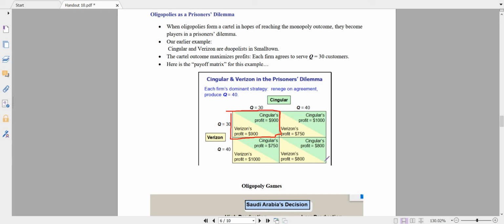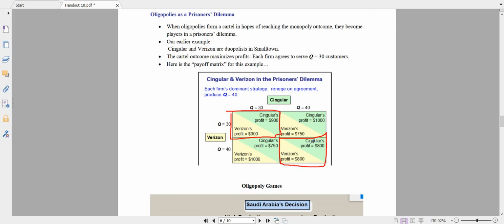Okay, and this last box here represents the oligopoly outcome, where both are producing 40 units and earning a profit of 800. And this is like the two intermediate situations where Singular is producing 40, Verizon continues to produce 30. So that's this outcome, and similarly you can work out what this payoff box represents.